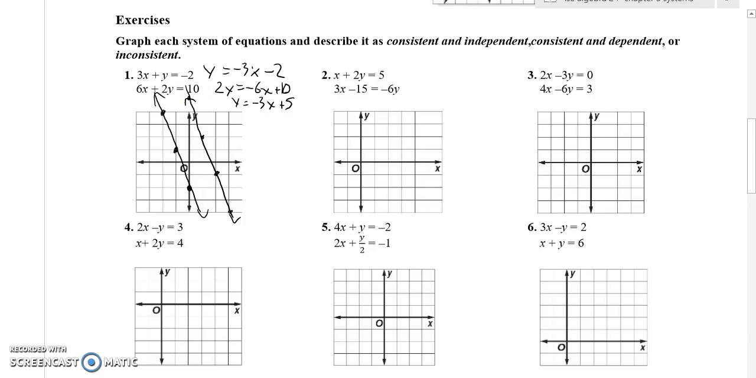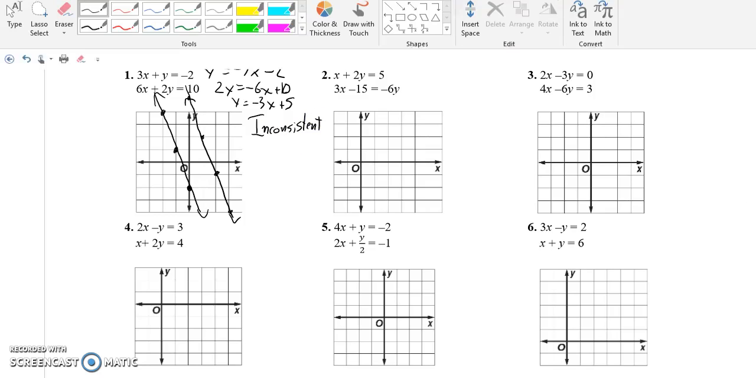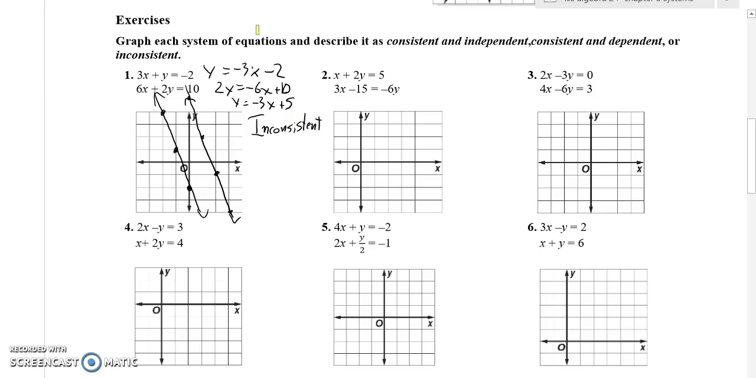When you have parallel lines, it is an inconsistent system. You can also tell that because the slopes are the same, while the y-intercepts are different.